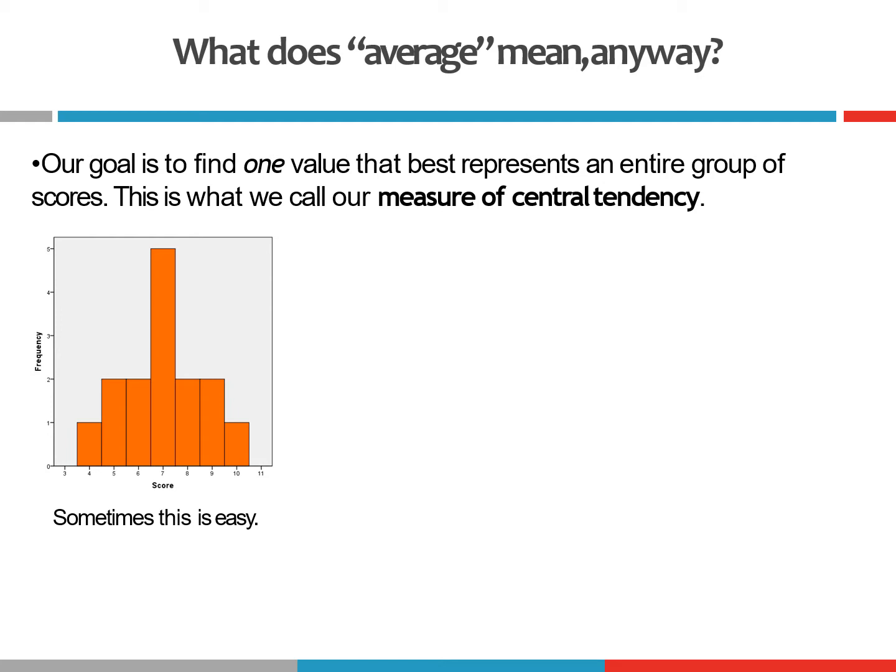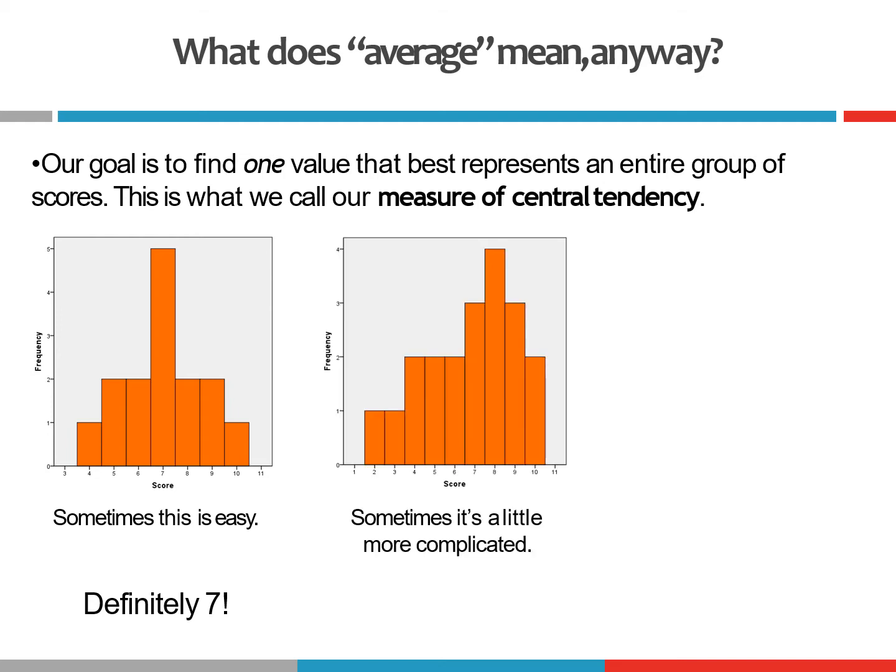Just looking at the graph, the tallest bar on our histogram is for the score 7, right? So we would say that the average of that distribution of data is definitely 7. It jumps right out at us, right? Other times it becomes less clear.